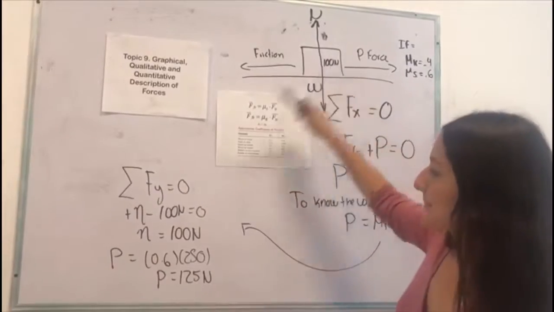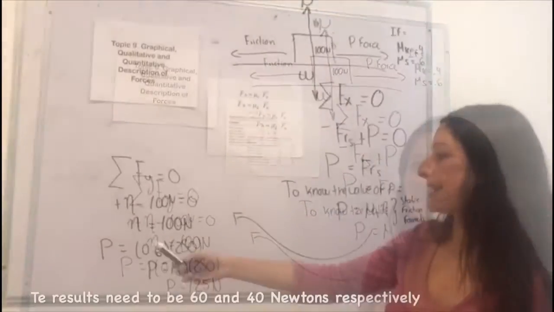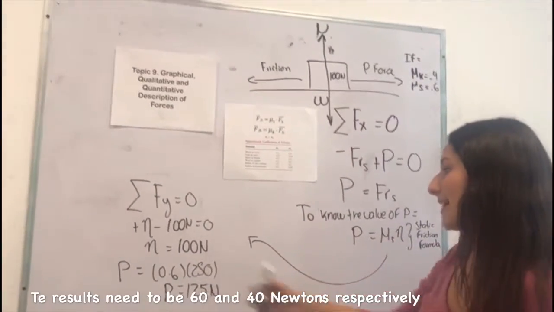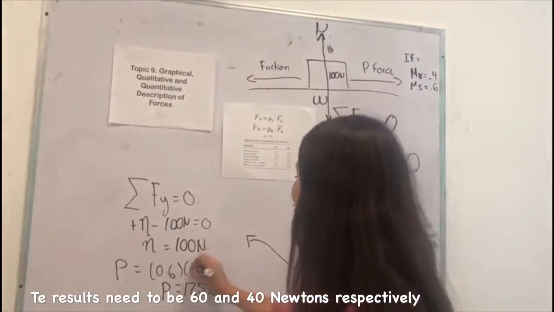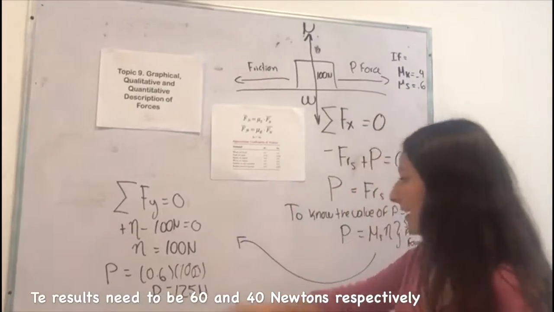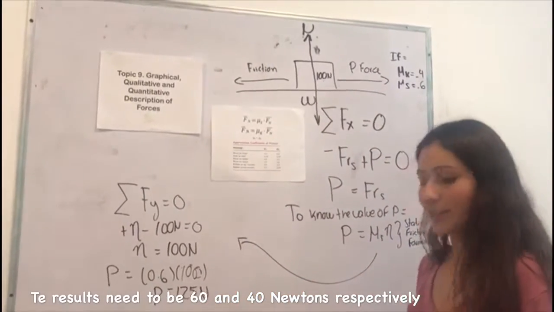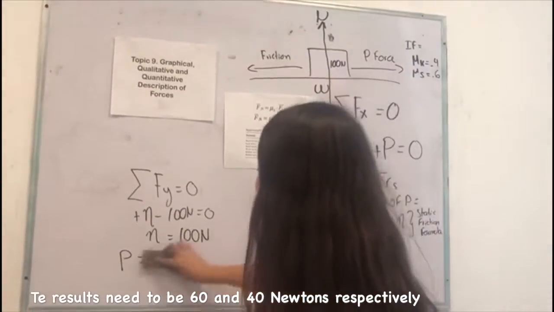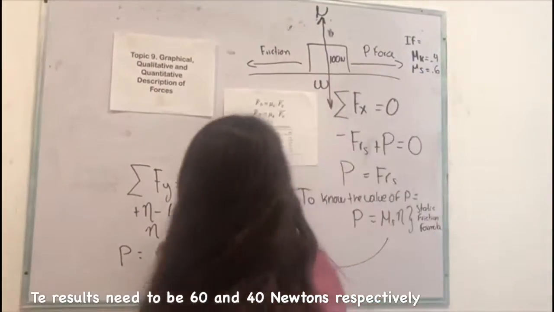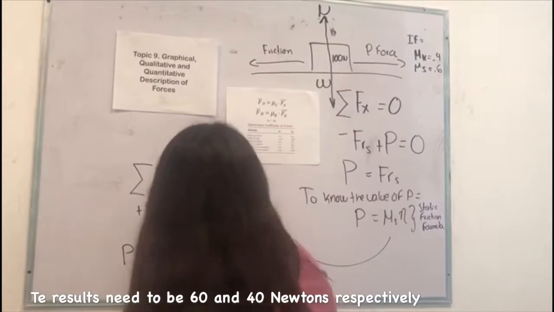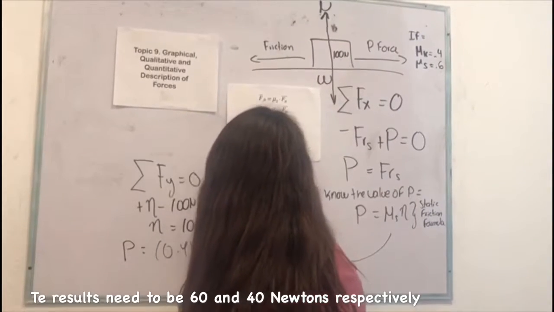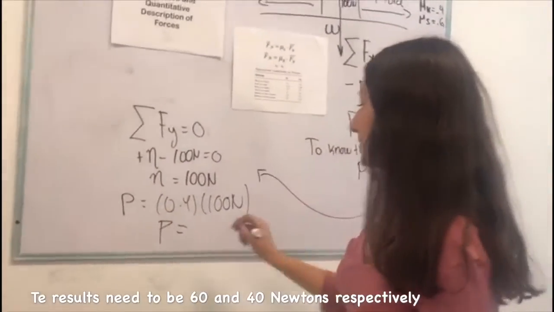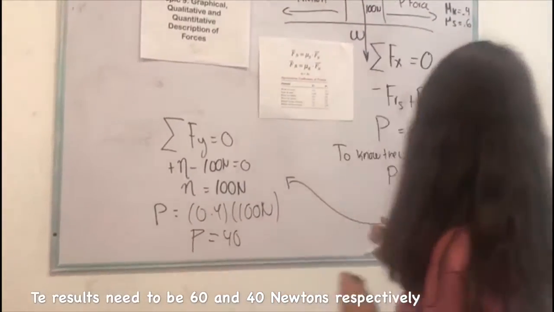This time it has to be 100 newtons. Then we can say that P is equal to the coefficient of static friction times the weight, 100. P is equal to 125. And then we can replace the static friction coefficient with the kinetic friction coefficient, that is 0.4 times 100 newtons. P is equal to 40.